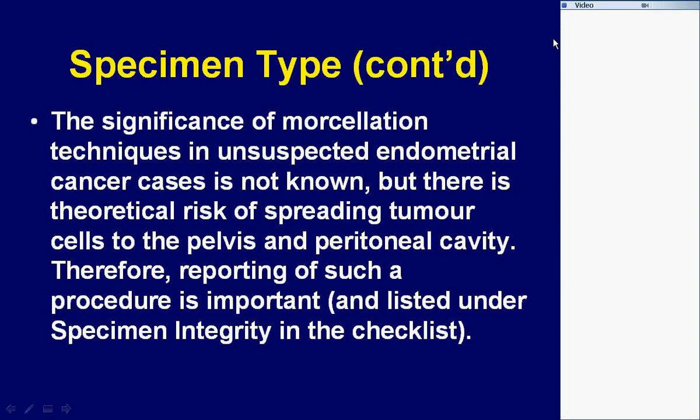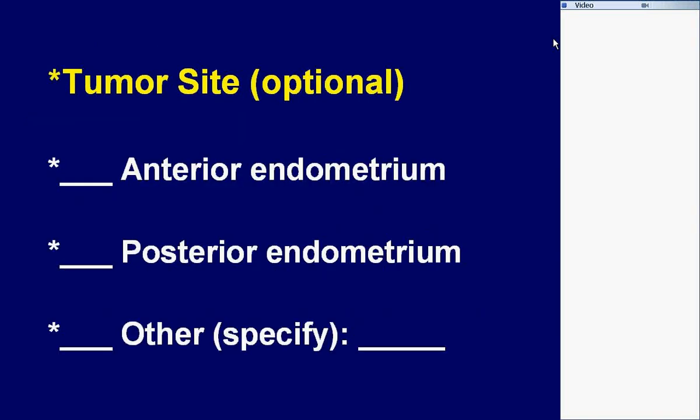And I think the significance of morcellation technique in unsuspected endometrial carcinoma is not known, but I think there is a theoretical risk of spreading the tumor. And in fact, I saw one case, but unfortunately I didn't take a gross picture. This was a really morcellated specimen, Russell, you may remember that. And when you looked at the specimen outside, when you look at it microscopically, there was a lot of tumor in there. So I think it's important to mention that. And secondly, there is no choice. This is a mandatory field in the CAP guidelines.